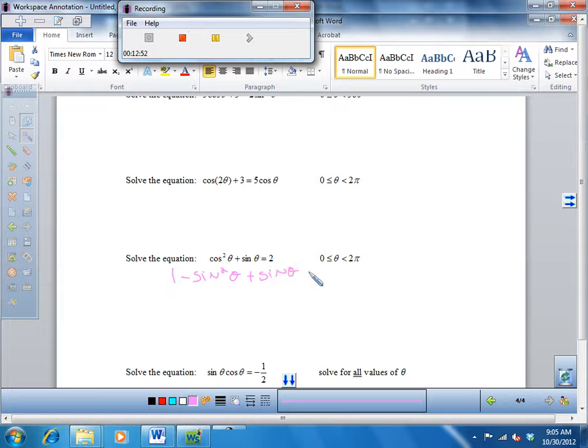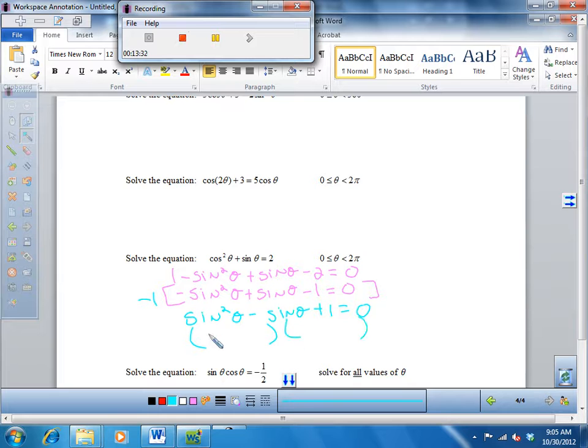I'm going to bring the 2 onto this side. Minus 2 equals 0. First I'll combine my like terms. So I have minus sine squared theta plus sine theta minus 1 equals 0. And then, because I don't like to factor things that have negatives in front of them, I'm going to multiply this by negative 1. And when I do that, I have sine squared theta minus sine of theta plus 1 equals 0. And then you try to factor this. But what happens?